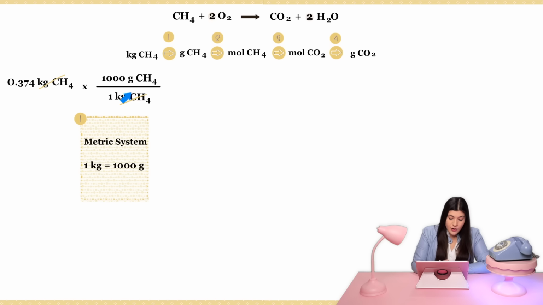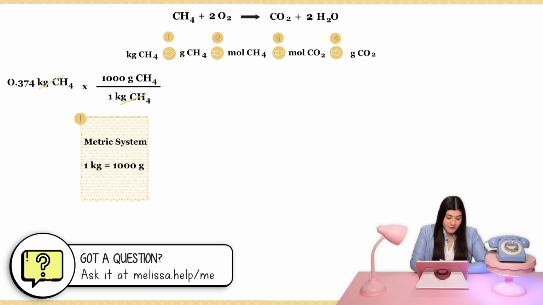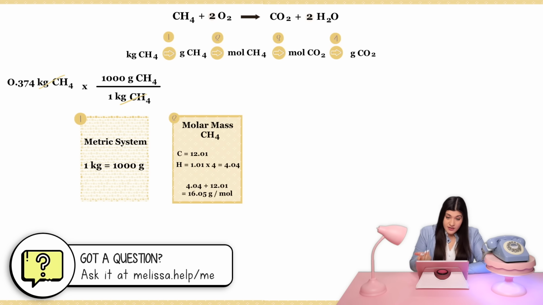And then now I'm at grams of methane. Now that I'm at grams of methane, I can then move forward to go to moles of methane. How I go from grams to moles is by using the molar mass of methane. So I know I'm going to use this molar mass.